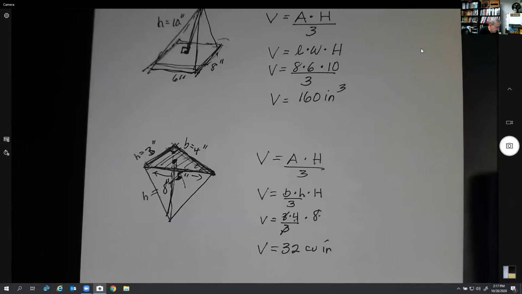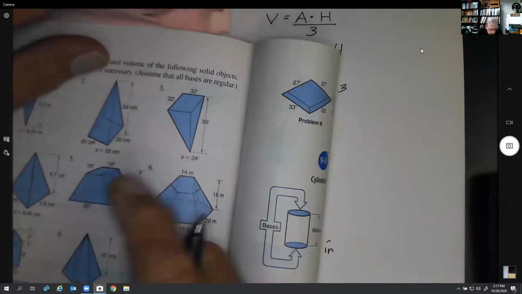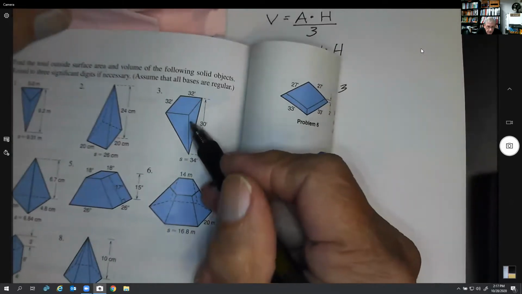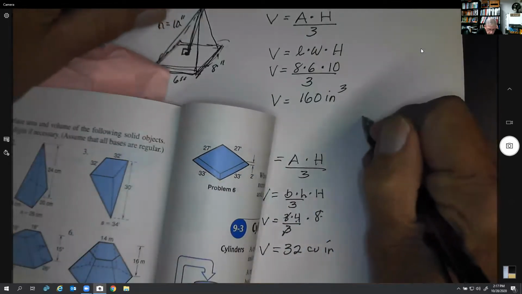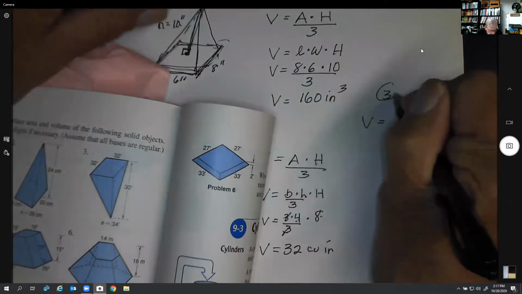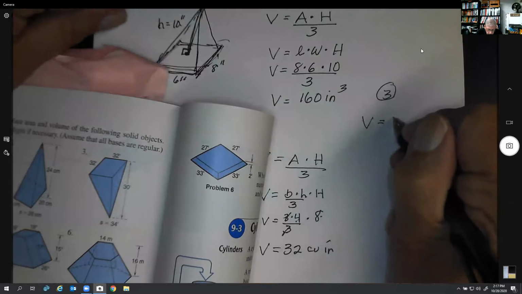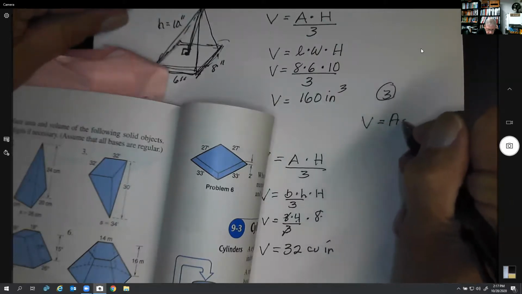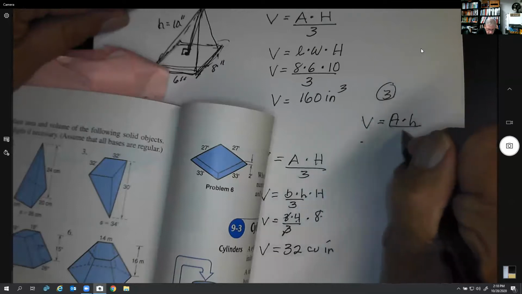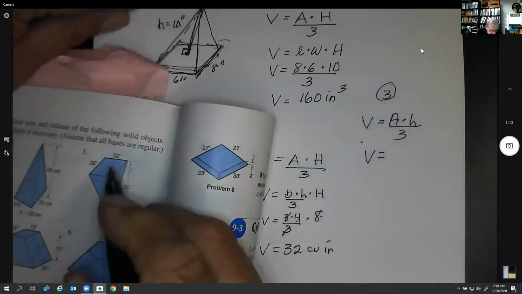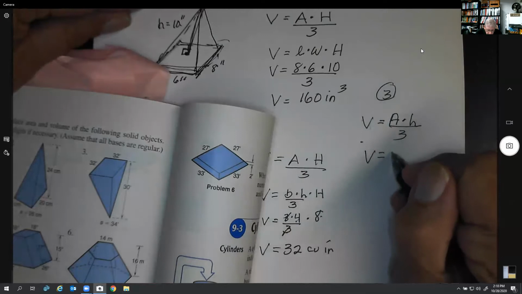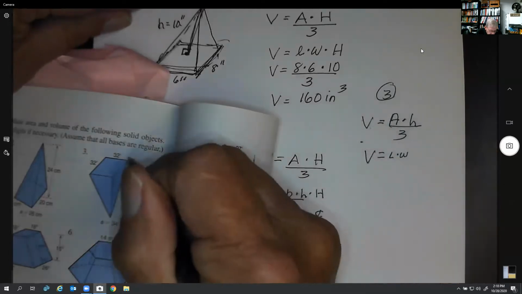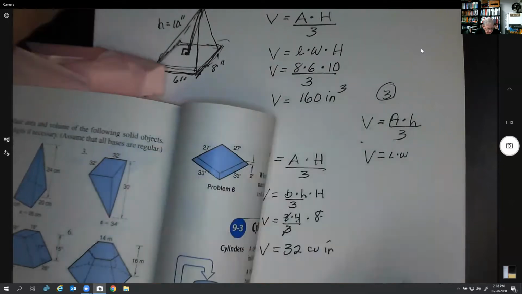Let's see if we can do any here in the book. Let's try a problem like this one right here. How would you do that one? Okay. See how it comes to a point? The volume is, we're going to do this number 3, the area of the base times the height divided by 3. The volume in this case is this area, and it looks like a square, huh? So it would be length times width, and then the height would be the whole distance here. They kind of had to show it that way.